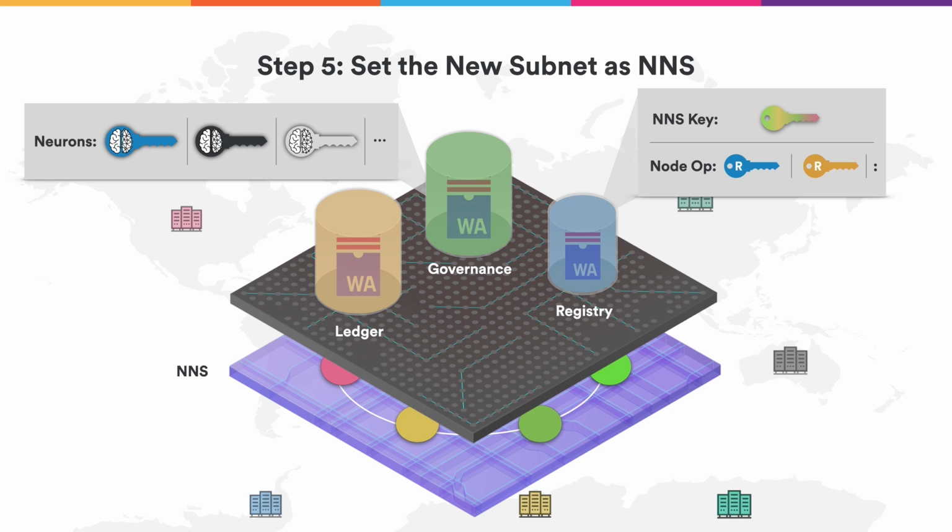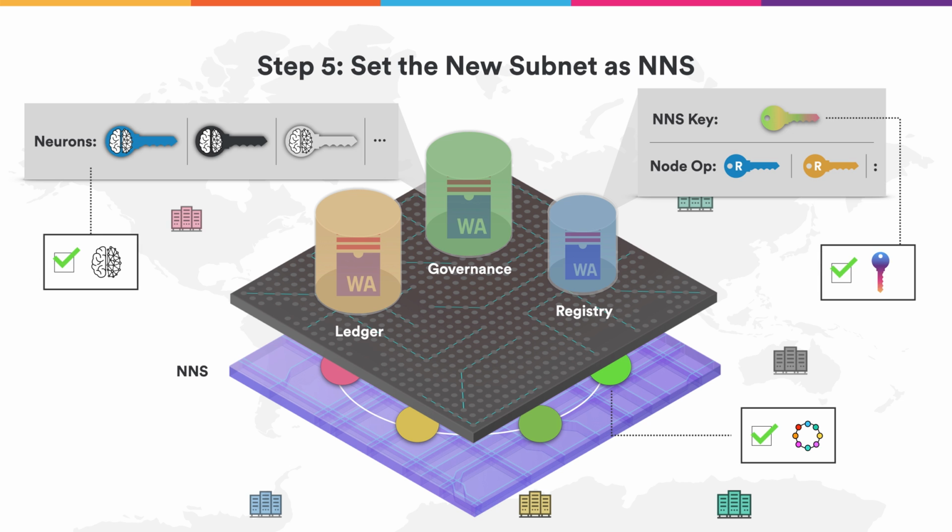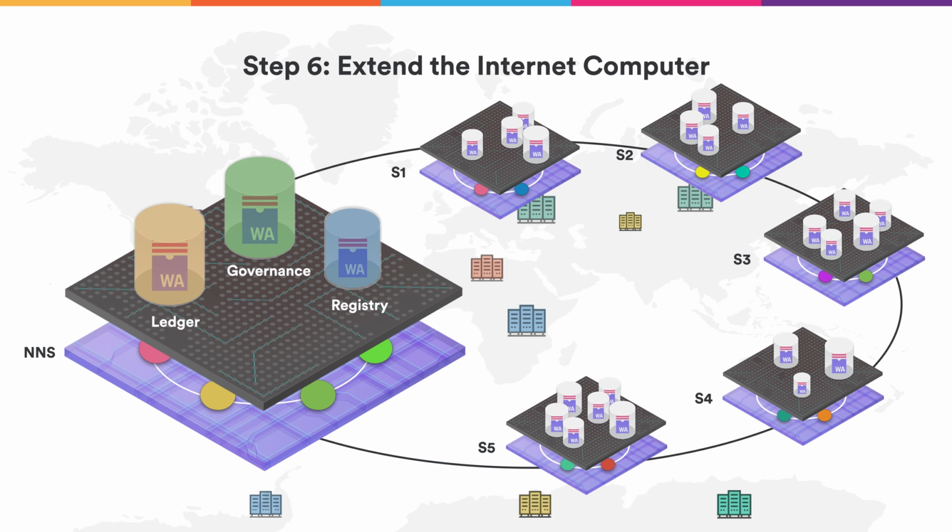Now, the NNS is fully decentralized. It is formed by nodes coming from independent data centers and node providers. It has a root key that is generated in a distributed and secure way, and has decentralized governance. Moreover, the Internet Computer is now autonomous and self-governed by the NNS. The governance system can then extend the capacity of the Internet Computer to scale infinitely.